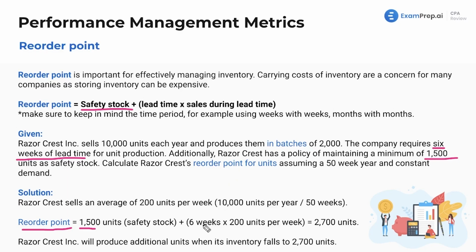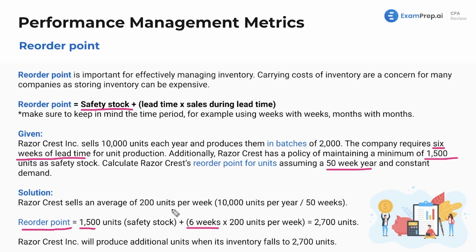We have 6 weeks of lead time. That's where we're going to plug in here, but we don't have how many units per week during the lead time, right? So let's see. 50-week year. Okay, we sell 10,000 units each year. So how many units do we sell per week? Okay, that looks like 10,000 units per year divided by 50 weeks. So it's a 50-week year. I know, yes, it's usually much more like 52, but the question will give you that information. So that gives us 200 units per week that we are going to sell.